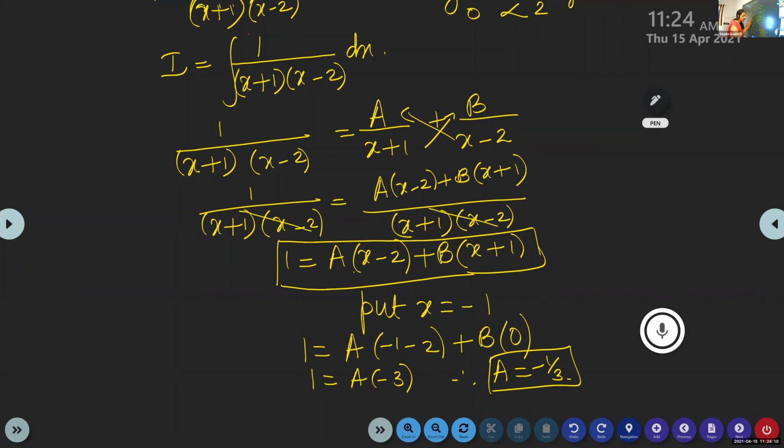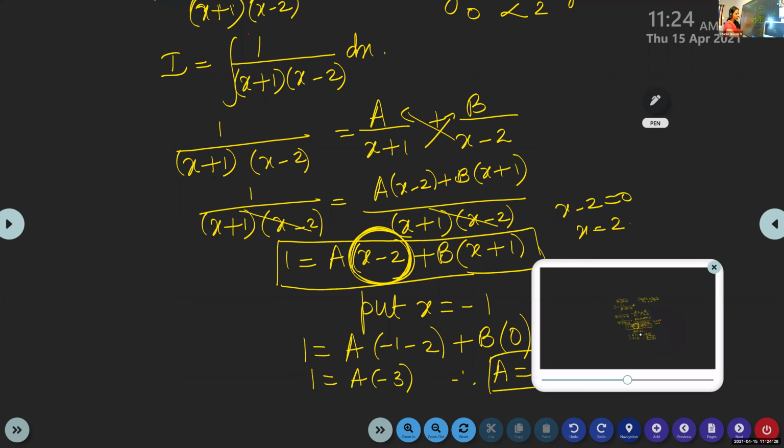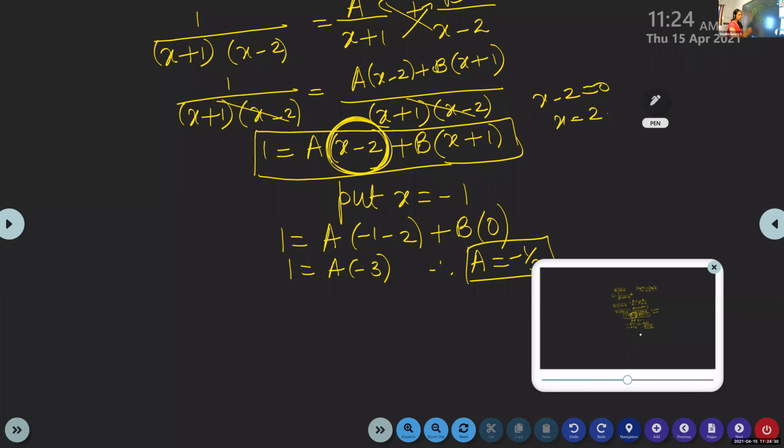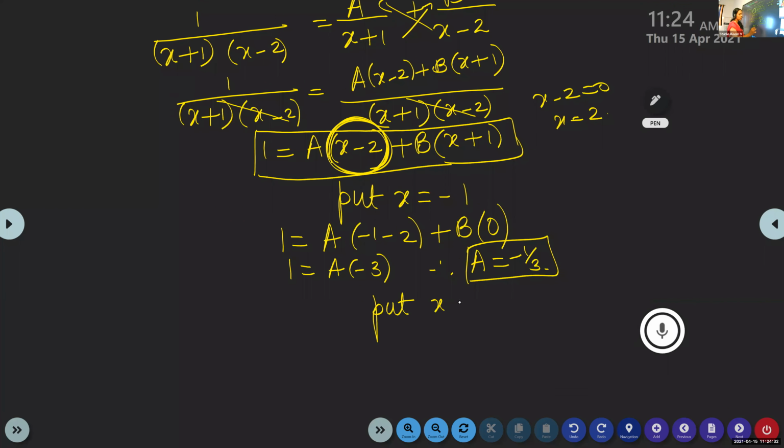You can, okay, this term should be made 0. x minus 2 should be made 0. So you can do like this: x minus 2 is 0. Therefore, what is x? x is 2. So the value to be assigned for x is 2. I'm going to put x is equal to 2.